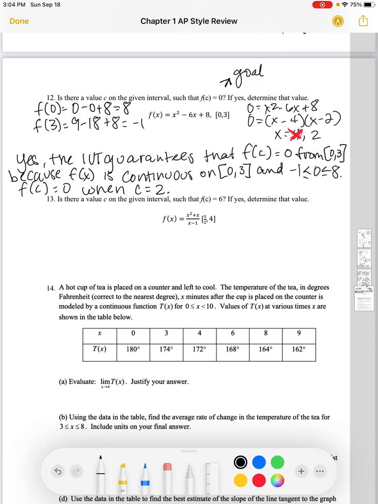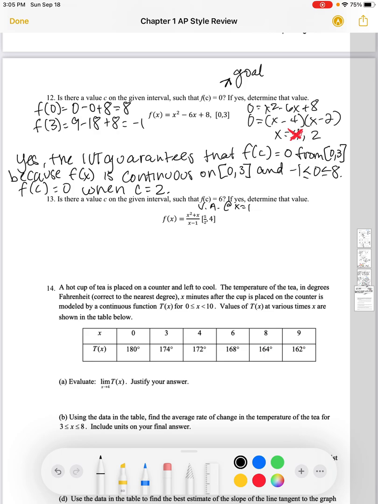I'm just going to write that over here. So vertical asymptote at x is equal to 1. That would make my denominator 0. But 1 isn't on the interval given. We're looking from 5/2 up to 4. So in this one, we know it's continuous on that interval from 5/2 to 4.